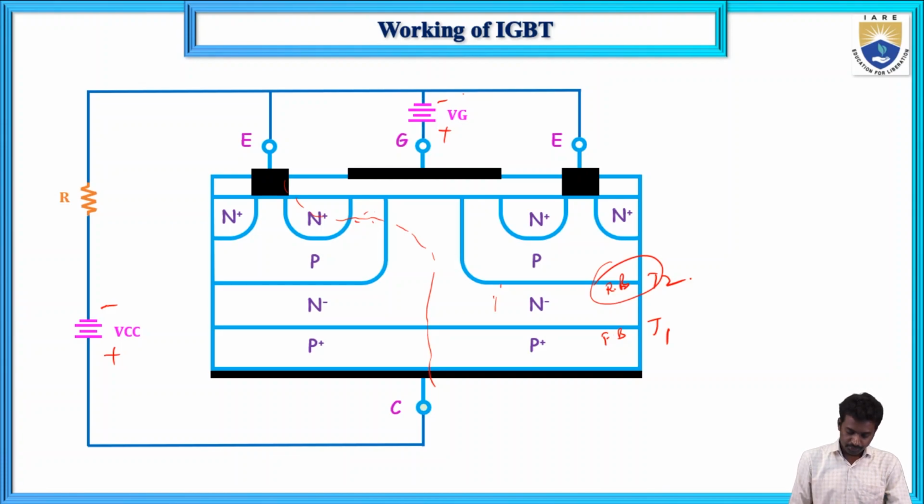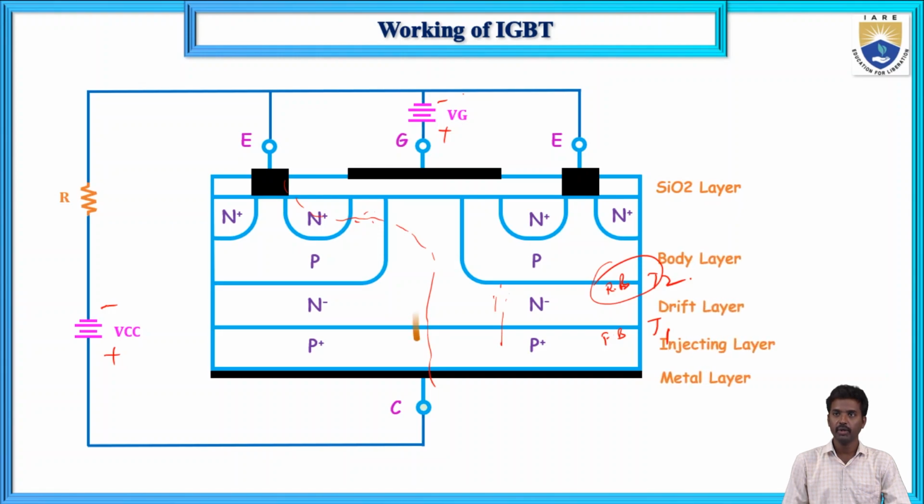Now holes will enter into the N minus layer. There is a movement of holes, so because of holes there is a current. In the same way, electrons enter into the emitter through the N plus and the induced channel of P and the N minus. In this way the IGBT conducts. And next, this is the SiO2 layer, body layer, drift layer, injecting layer, metal layer, and current flows in this.